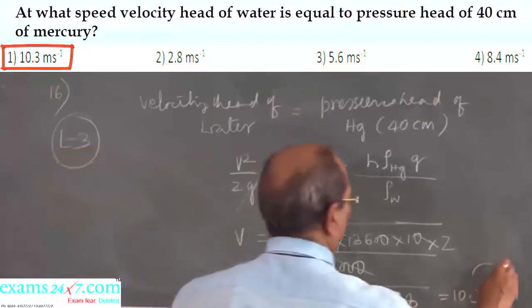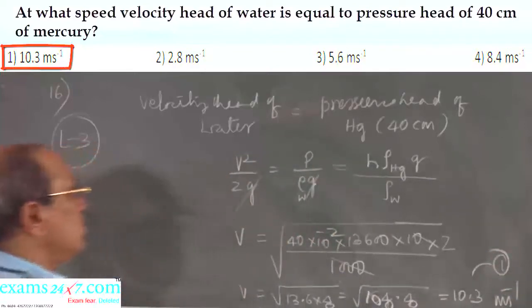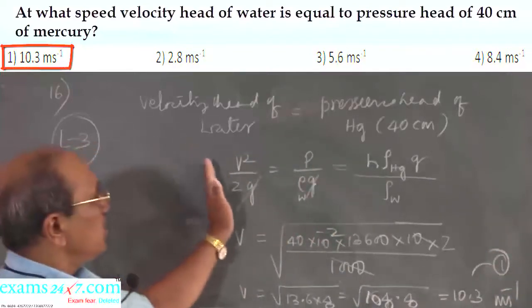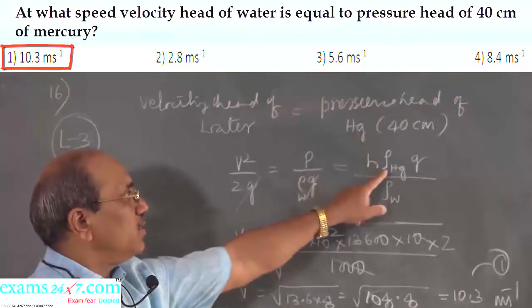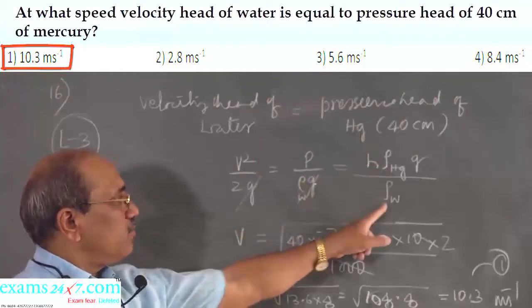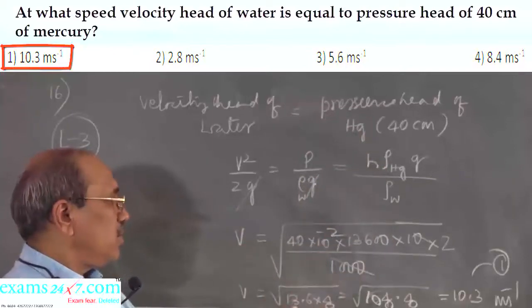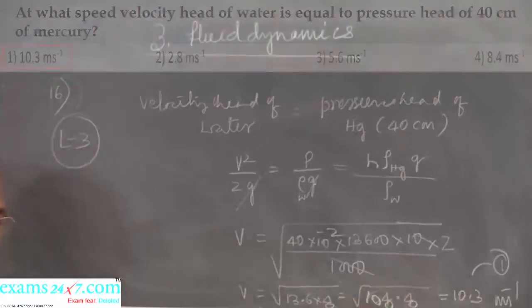Option number 1. A level 3 question. Velocity head equal to pressure head, but be very careful that the pressure head is of mercury, while originally it was of water. Substitution, and I think the answer is 10.3.